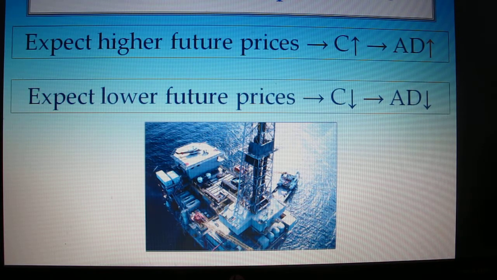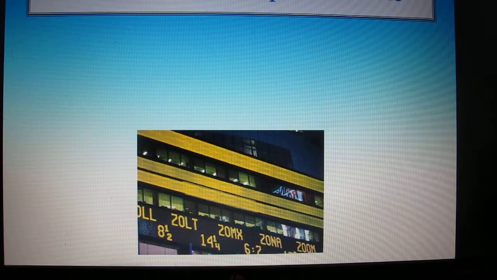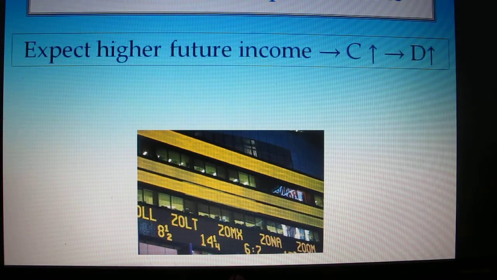Expectations of lower prices may cause consumption to decline. And remember, when you talk about expectations, you're talking about prices declining in the future. Another thing that may affect aggregate demand is expectations of future income.